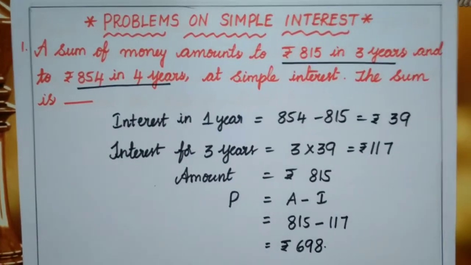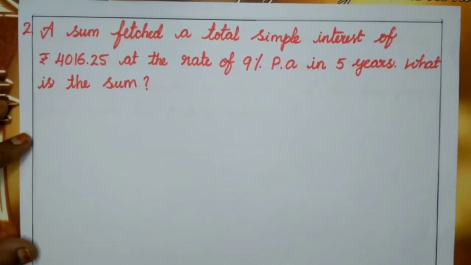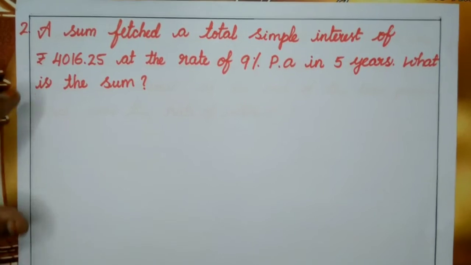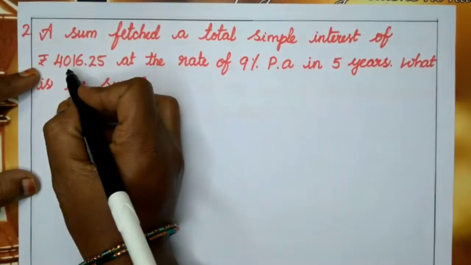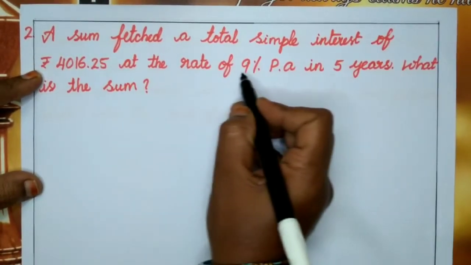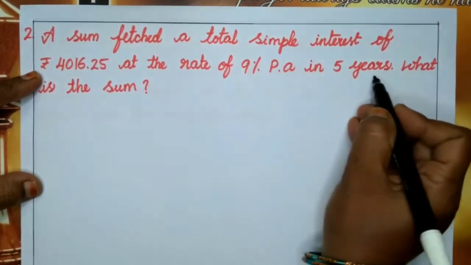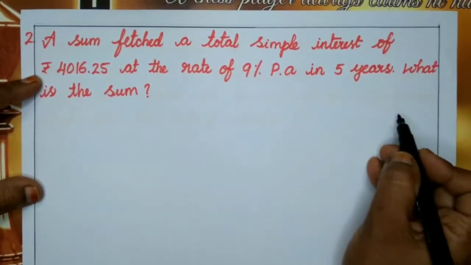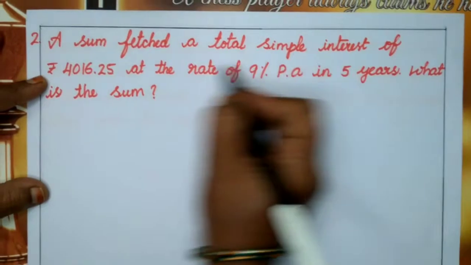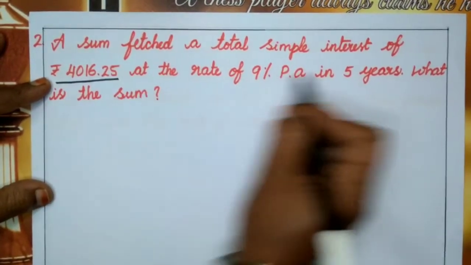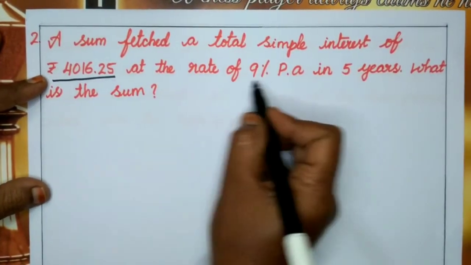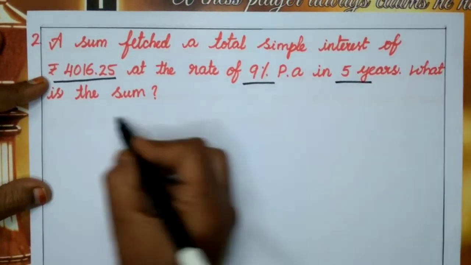Next question. A sum fetched a total simple interest of 4016.25 at the rate of interest 9% per annum in 5 years. So what is the sum? A sum fetched a total simple interest of 4016.25. So this is the interest at the rate percentage 9 in 5 years. So what is the sum?